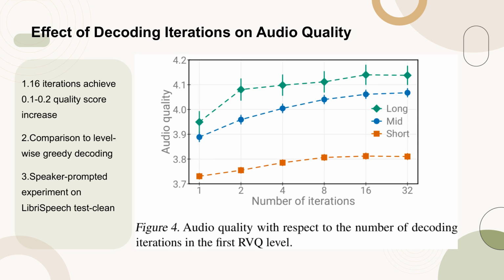Figure 4 illustrates the impact of varying the number of decoding iterations on the audio quality at the first RVQ level. The study reveals that employing 16 iterations results in a notable improvement of 0.1 to 0.2 in the quality score when compared to the level-wise greedy decoding method. This experiment was conducted using speaker-prompted data from the LibriSpeech test-clean dataset, highlighting the effectiveness of the 16-iteration strategy in enhancing audio quality.